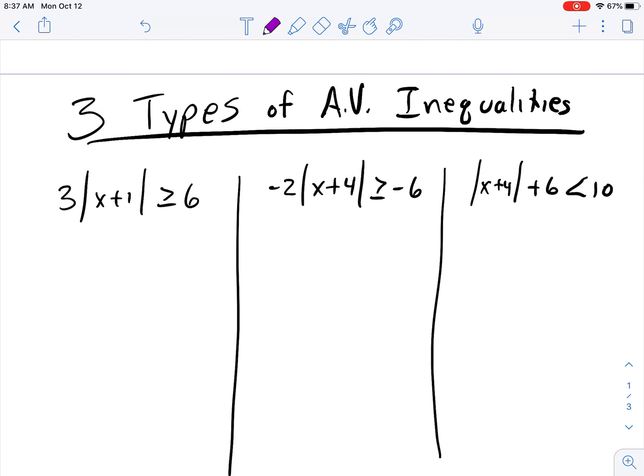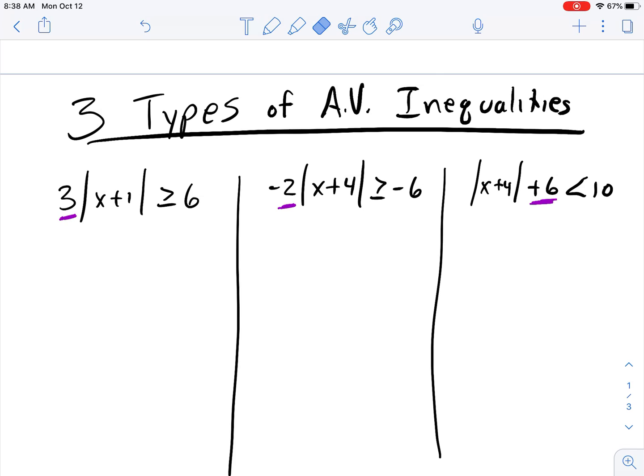Today we're going to look at three types of absolute value inequalities. As you can see, we have a 3 multiplied by the absolute value that we'll have to get rid of, because we don't want to decide if an absolute value is an and or an or statement until we isolate the absolute value. Here we have a negative that we'll need to get rid of, and here we just have to subtract to isolate the absolute value.